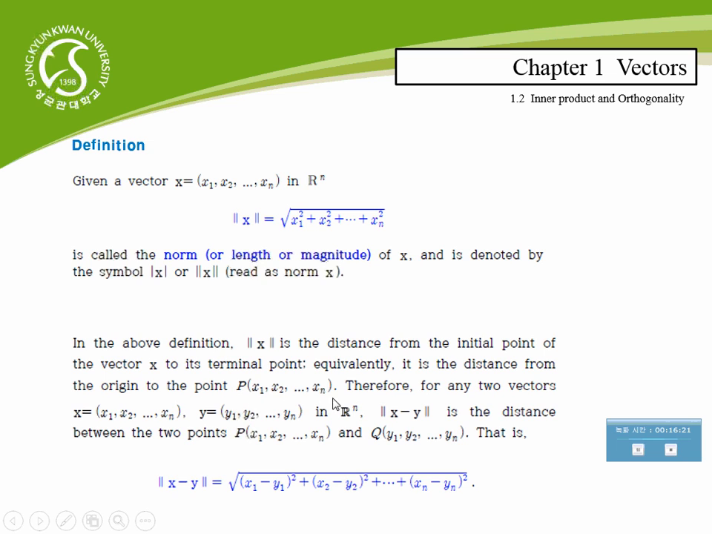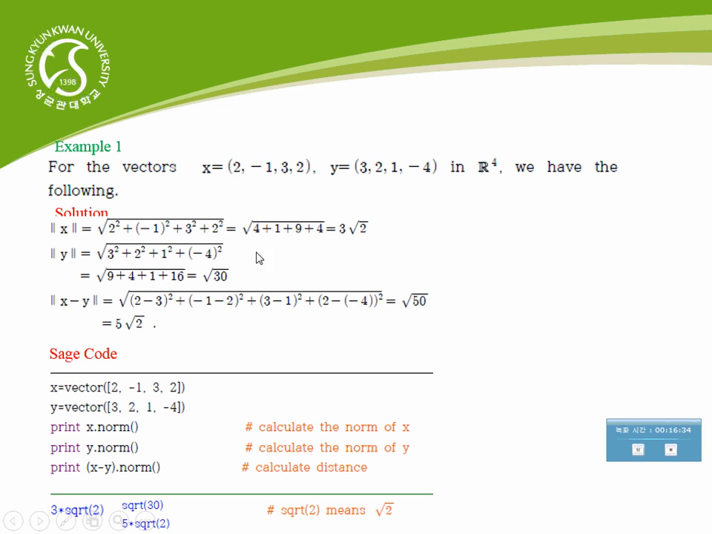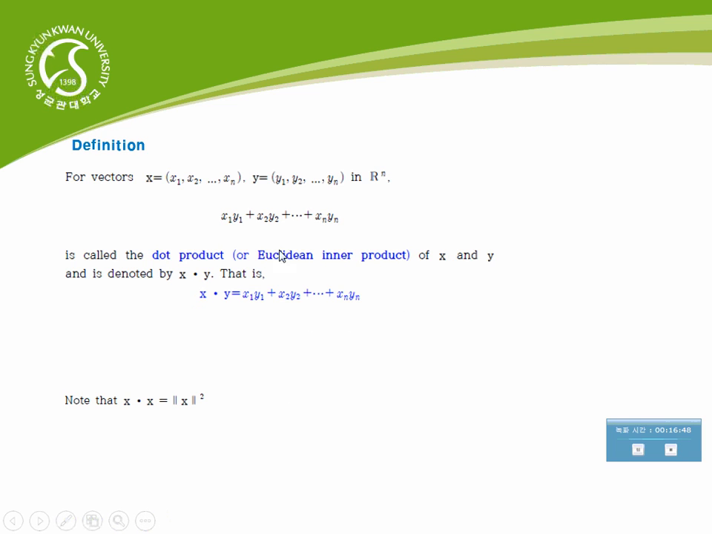The norm of x minus y is called the distance between two points, two vectors. Distance between two points or two vectors, like this. And it can be found in this way by the definition, and also can be computed by hand, so you can check they are the same. 3 square root 2 and square root 50.